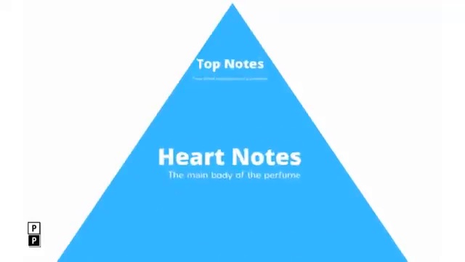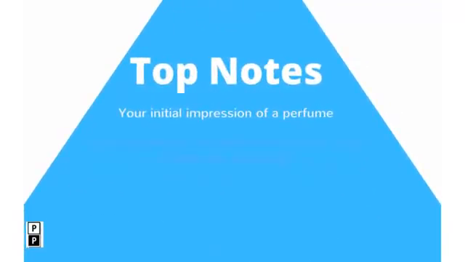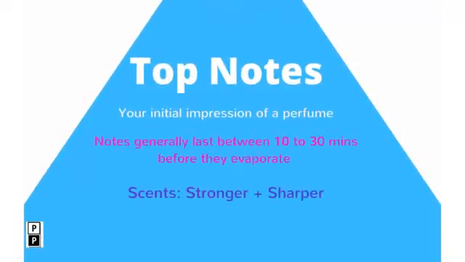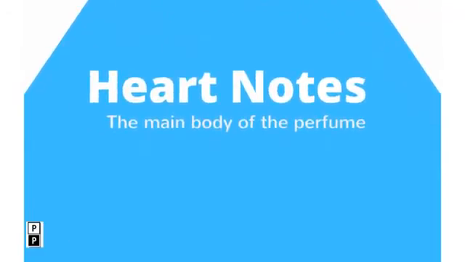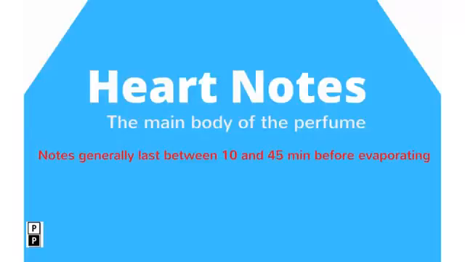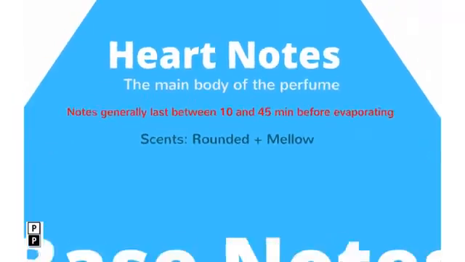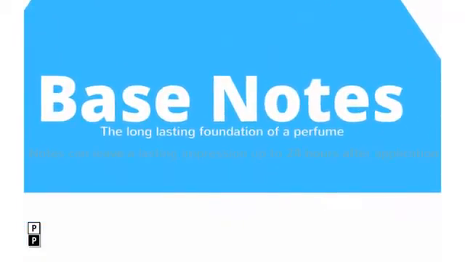Top notes generally last between 10 and 30 minutes before they evaporate, and they are generally characterized by strong, sharp scents. Once those notes have gone, the perfume opens up to the heart notes, which represent the true essence of a perfume. These notes can last anywhere between 10 to 45 minutes, with the scent transforming into a more mellow and rounded fragrance. This leads us to the base notes, which leaves the lasting impression of a perfume that can be smelled for as long as 24 hours after the perfume was first applied. In order to provide the lasting impression, the scents tend to have large and heavy characteristics.